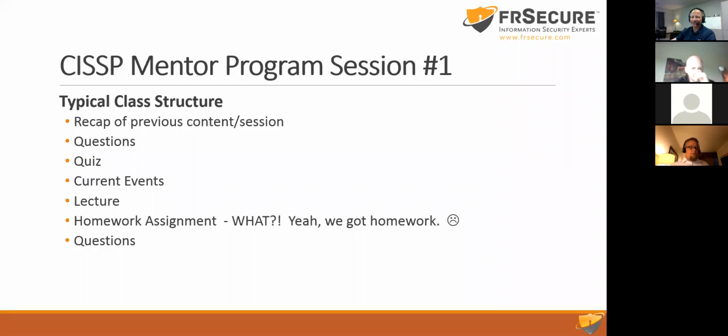Typical class structure. Each class will follow this same format. We'll recap previous content, especially when we go from the Thursday to Tuesday. If you're at all like me, over the weekend, I kind of forget the things that I did last week. So we'll recap what we did in the previous class. We'll go over the questions: the ones I didn't get to during class, or the questions that were sent between classes. The ones I think are really relevant to everybody, we'll address those.